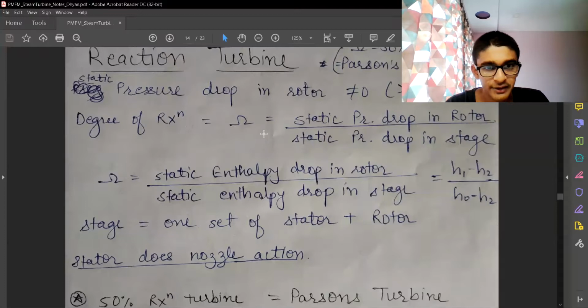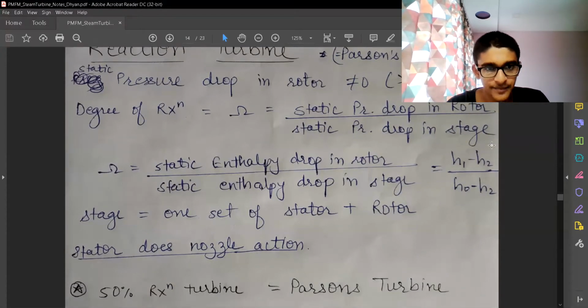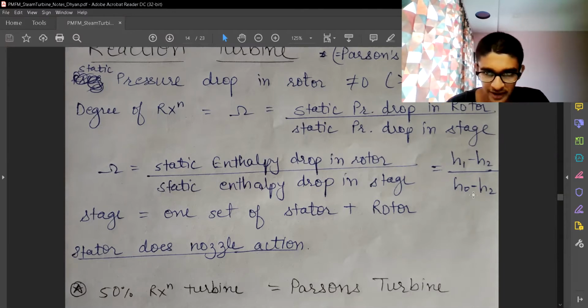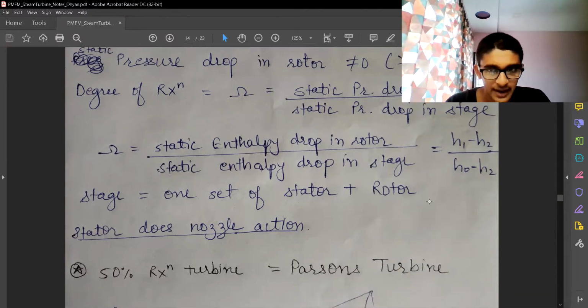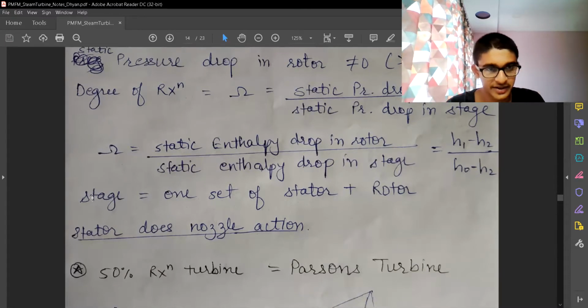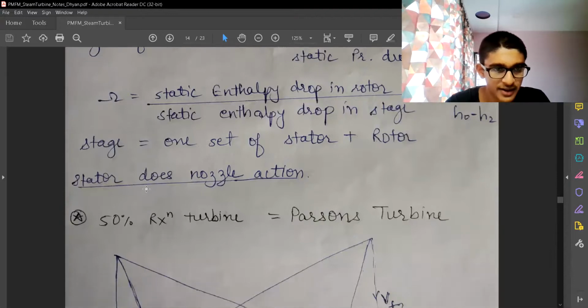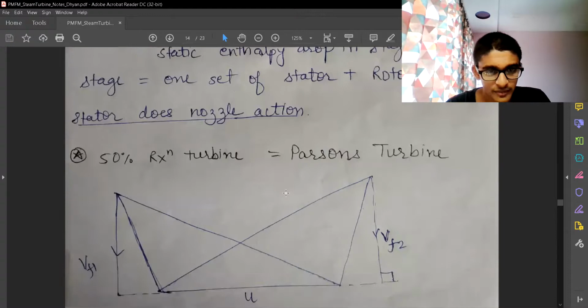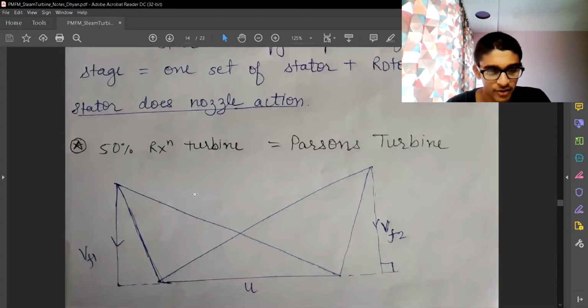So degree of reaction is defined as static pressure drop in rotor divided by static pressure drop in stage. That is same as static enthalpy drop in rotor divided by static enthalpy drop in stage. That means H1 minus H2 upon H0 minus H2. H0 means the inlet for the stator. So one set of stator and rotor makes one stage, and stator is the nozzle over here. And this I have already mentioned.